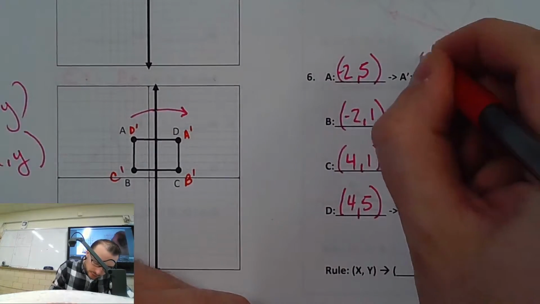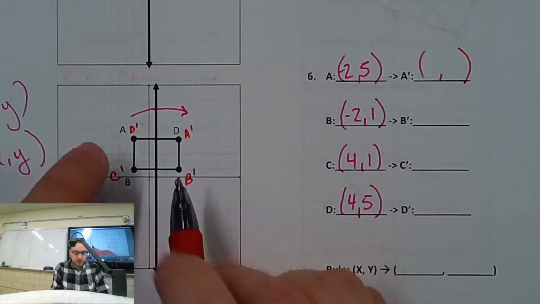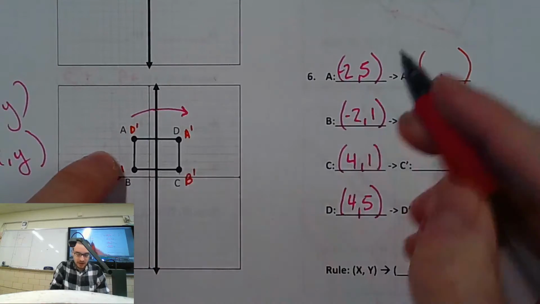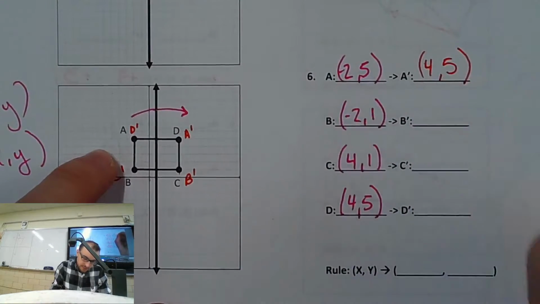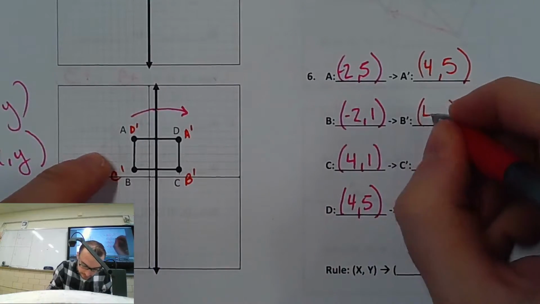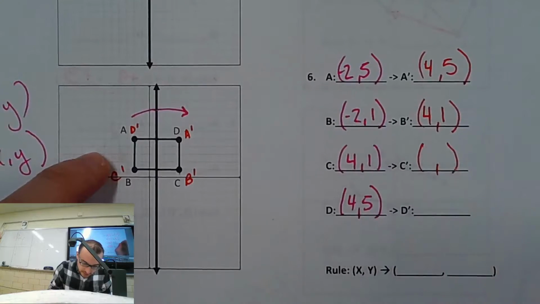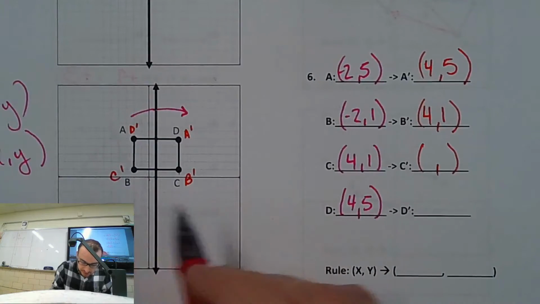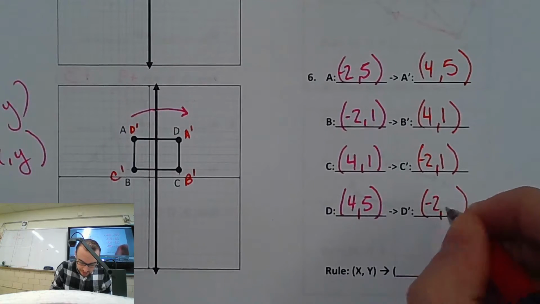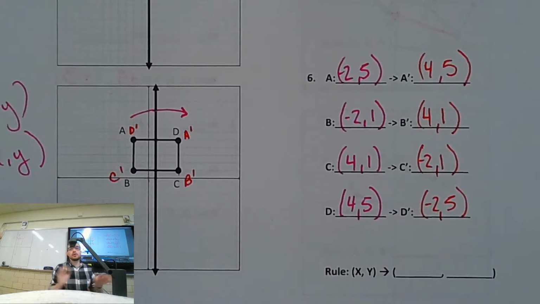Now, A prime's coordinates, right, switches places with D. So A prime is over here. That's 4 to the right and 5 up. B prime is 4 to the right and 1 up. C prime is 2 to the left and 1 up. And D prime is 2 to the left and 5 up. Are we cool with that?